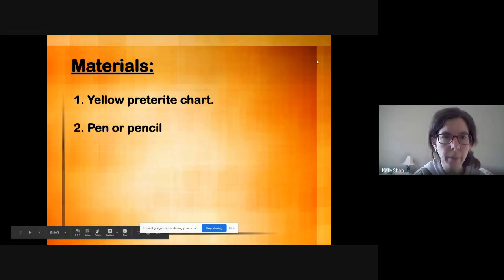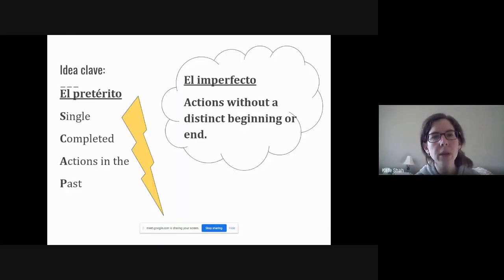The big idea that we are going to work on, and unfortunately, we won't get into as much depth as I would like because we're going to be doing this remotely. So I won't really be able to do this in the way that I want to. But the big idea is that the preterite, el pretérito, is used for single completed actions in the past. It's like a lightning bolt. There occurred a storm, there occurred an earthquake, it happened and it was over, flash and gone.